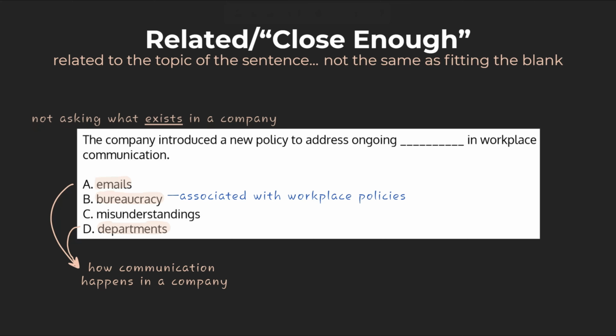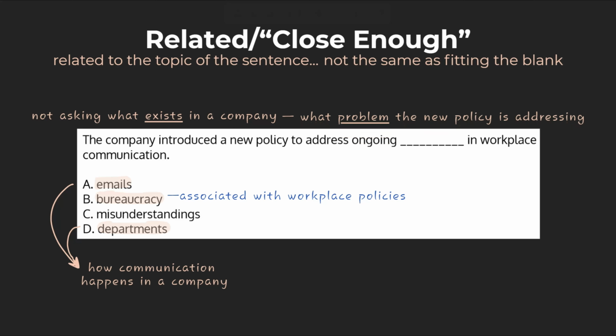But the sentence isn't asking what exists in a company, it's asking what problem the new policy is meant to address. If there's a new policy to address company communication, we're looking for some sort of issue or breakdown in communication that necessitated a policy being made. Out of our choices, only misunderstandings clearly names an issue in communication. The other choices are related to the topic, but they don't answer the question the sentence is asking.